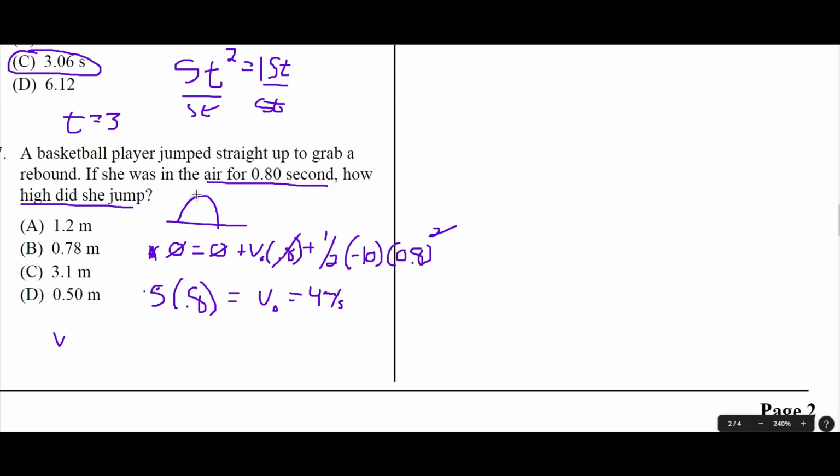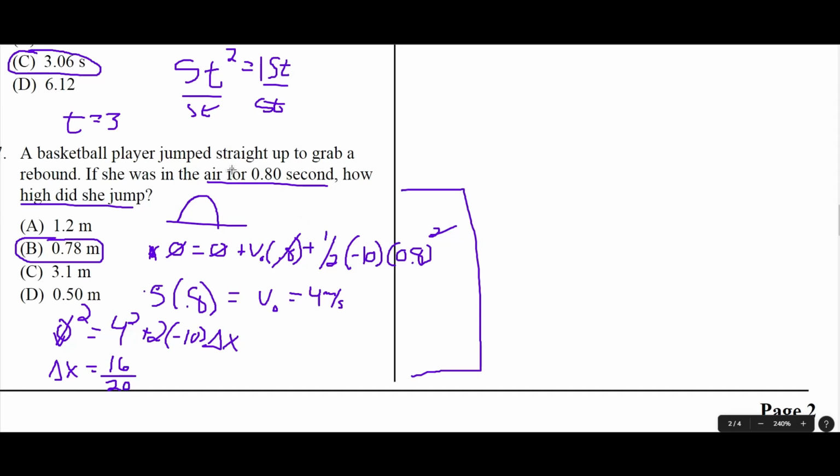So at the maximum height, where we want to try and find the highest height, the final velocity is going to be 0. So 0 squared equals 4 squared plus 2a, and then we're looking for that maximum height. So moving things around, we end up having that delta x is going to be equal to 16 divided by 20, which is 0.8.